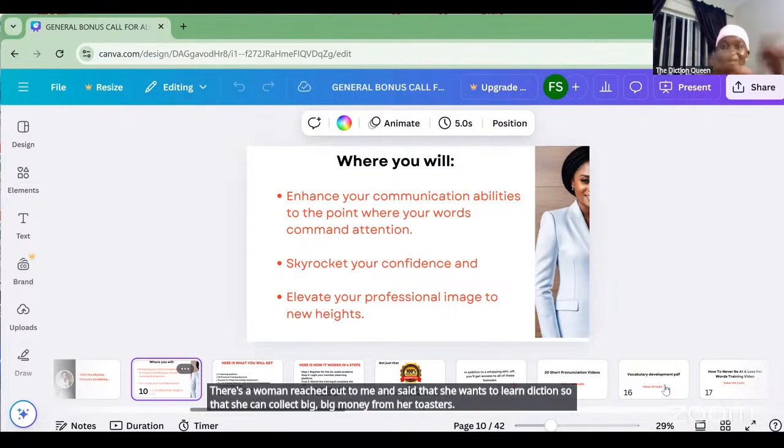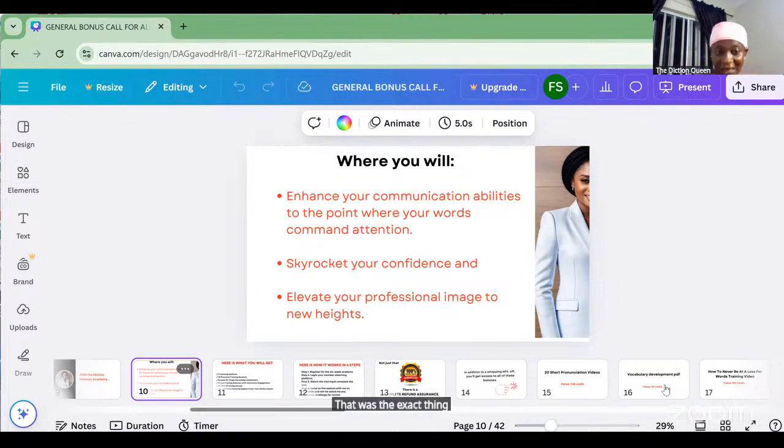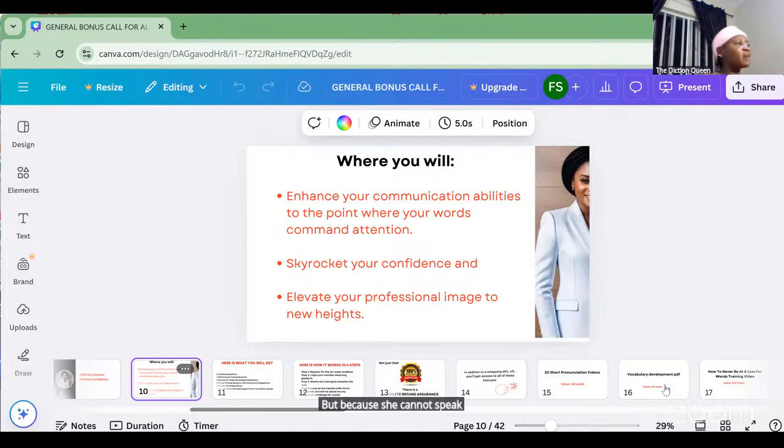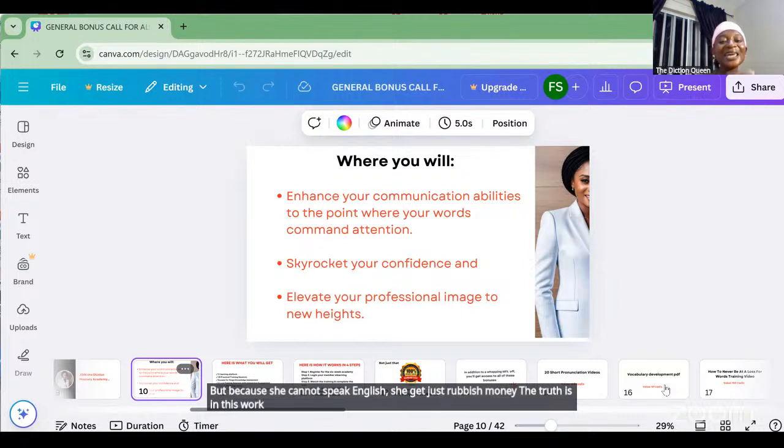That was the exact thing she sent to me: that she wants to learn big English so that she can get more money from men. According to her other friends, they get good money because they speak good English and they look tush. But because she cannot speak good English, she gets just rubbish money. The truth is, in this world that we are now, the impact of English can never be overemphasized.